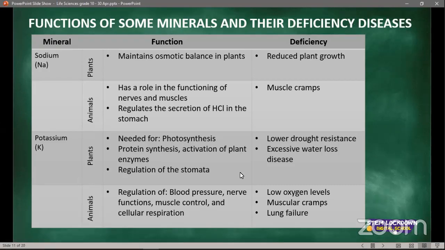So what they mean by protein synthesis, which leads to the activation of plant enzymes. You know that enzymes are proteins.